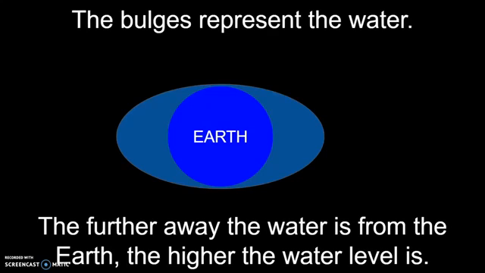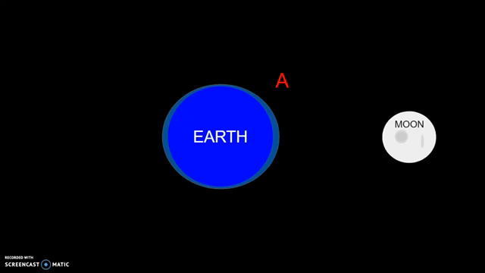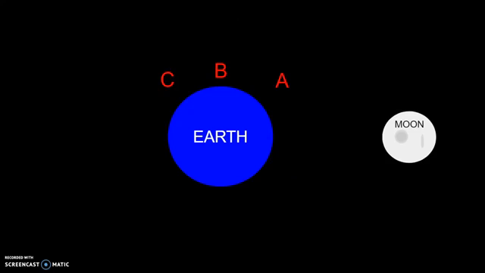Now, in this model, the bulges will represent the water. The further away the water is from the earth, the higher the water level is. So, if you see the bulge move out from the earth, the water level is higher and it's at high tide. So that will be point A, that's point B, and that's point C.